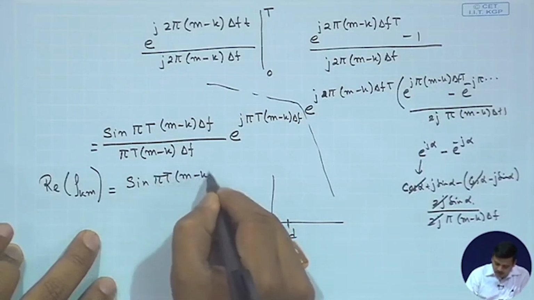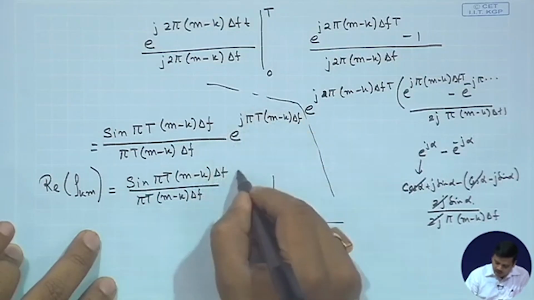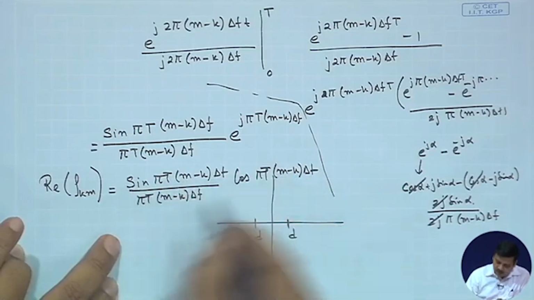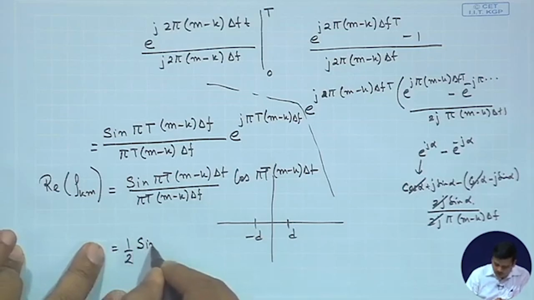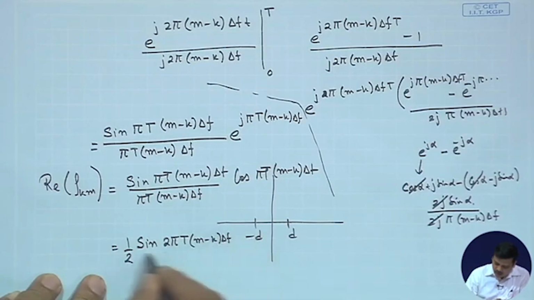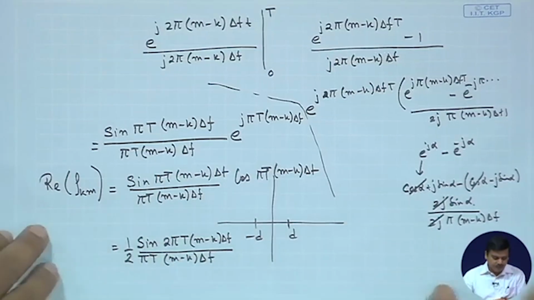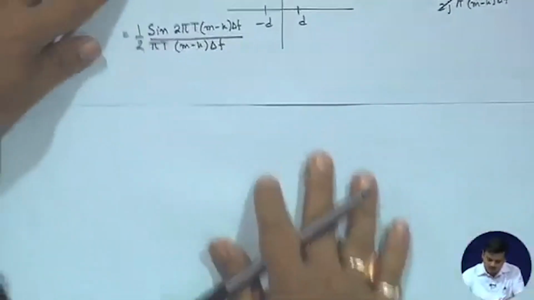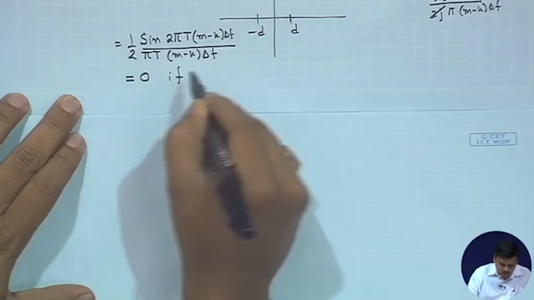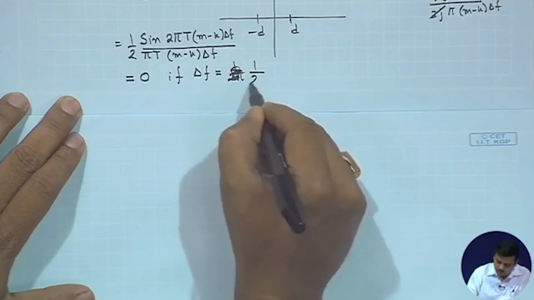So, if you are taking the real part of this, you will be getting sin pi T (m minus k) delta f upon pi T (m minus k) delta f, and the real part of the other factor would be cos pi T (m minus k) delta f, and sin and cos would work out to be half sin 2 pi T (m minus k) delta f upon, so you again have in the denominator 2 pi T (m minus k) delta f, and clearly this particular term that we have with us would go to 0 if delta f, that is here, is equal to 1 upon 2T, right.